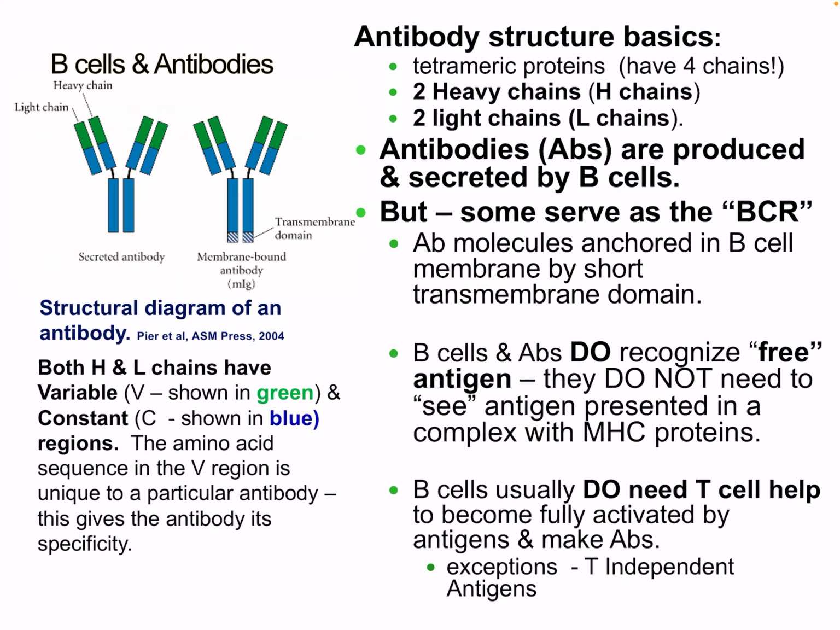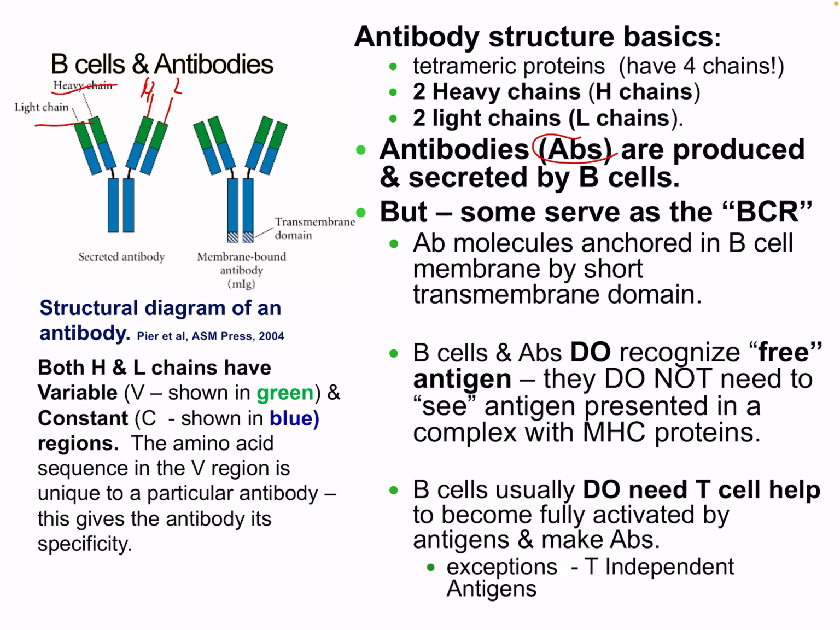So antibody structure basics. Antibodies are a tetrameric protein which have 4 chains, 2 heavy chains and 2 light chains. So here we can see our heavy chain and light chain. Then we'll have another heavy chain and a light chain here. Then we have our 2 light chains, like we said.